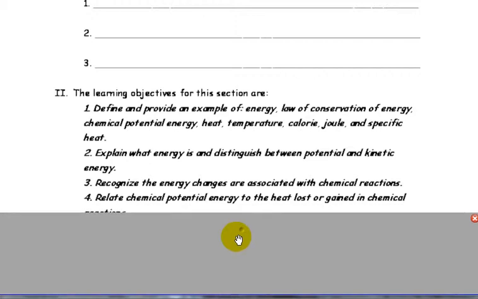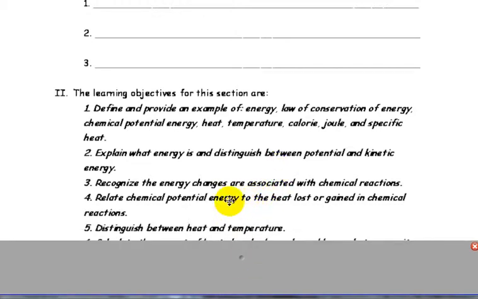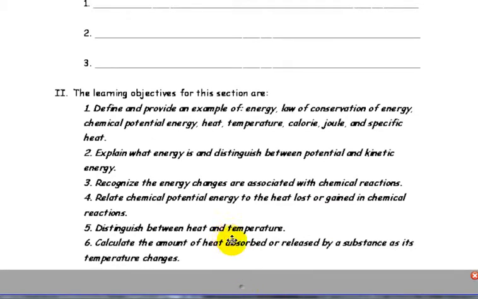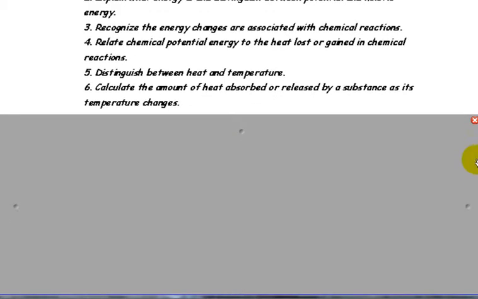Explain what energy is and distinguish between potential and kinetic energy. Recognize that energy changes are associated with chemical reactions. Relate chemical potential energy to the heat lost or gained in a chemical reaction. Distinguish between heat and temperature. And calculate the amount of heat absorbed by a substance when its temperature changes.